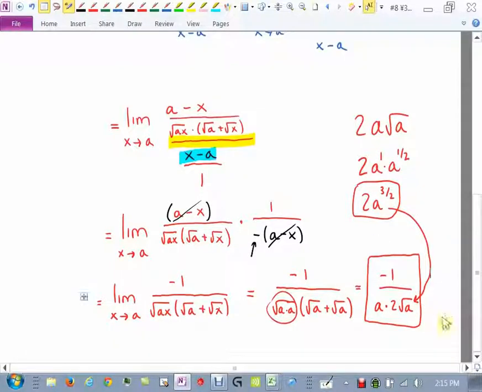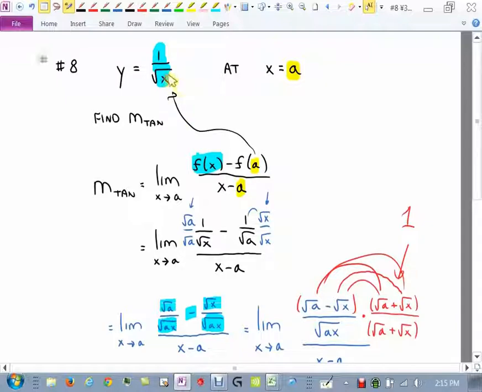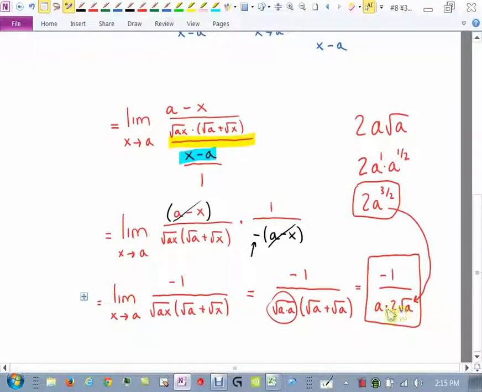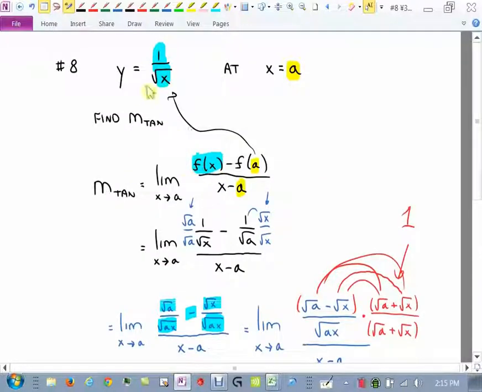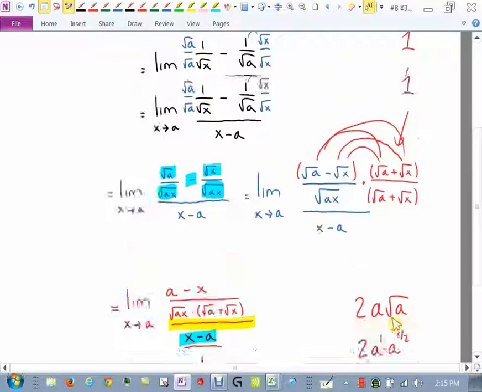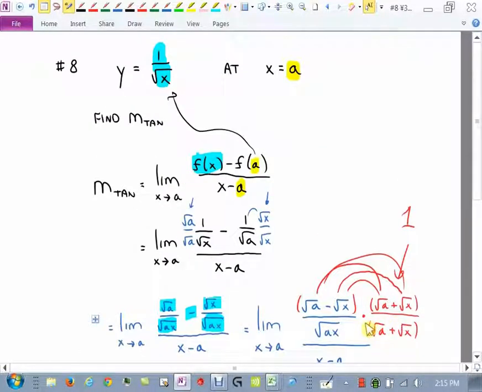So now if someone says, hey, what's the slope of the tangent line of this graph at 4? You would just come over here and you just plug 4 in right here. If they said, oh, what's the slope of the tangent line here at 9? You just plug 9 in. So for pretty much any positive value of a, we could figure this out. All right. Let's see if there's anything else here.